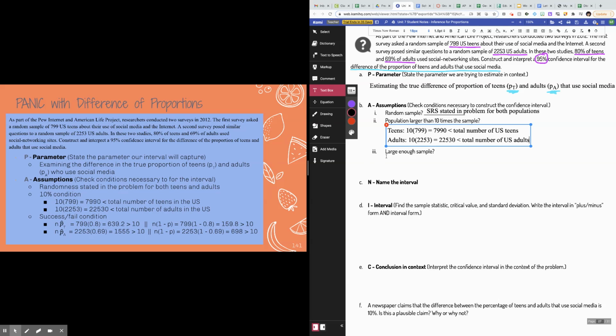Okay, and then lastly, I have my large enough sample, right? So that's my success fail condition. So for teens, I'm doing my sample size times my sample proportion. So for teens, that was 0.8. Okay, so that is 639.2, which is definitely greater than 10. So that's my number of successes. And then I'm going to do the same thing for number of failures.